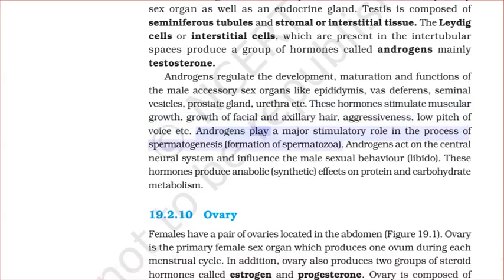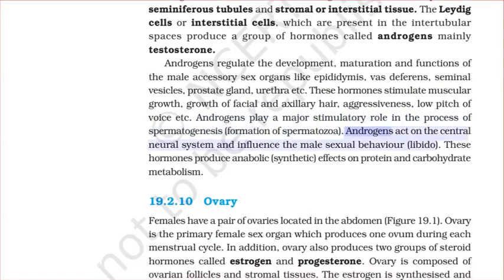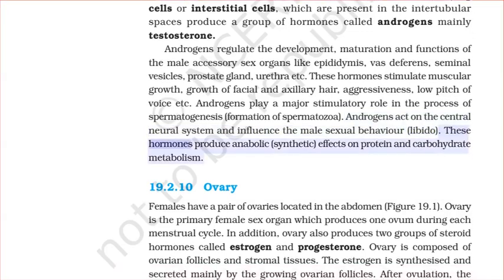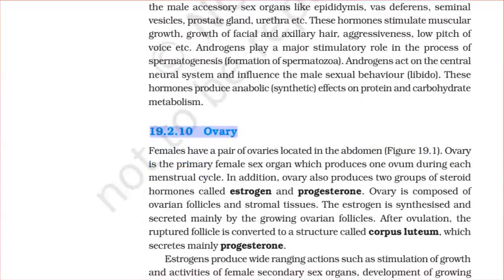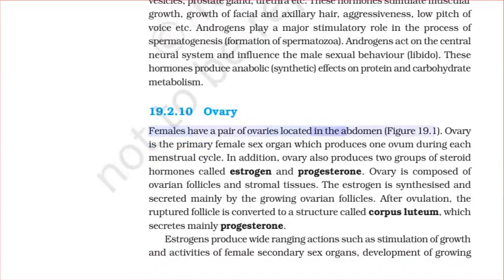Androgens play a major stimulatory role in the process of spermatogenesis, formation of spermatozoa. Androgens act on the central nervous system and influence the male sexual behavior, libido. These hormones produce anabolic, synthetic effects on protein and carbohydrate metabolism. Ovary. Females have a pair of ovaries located in the abdomen.